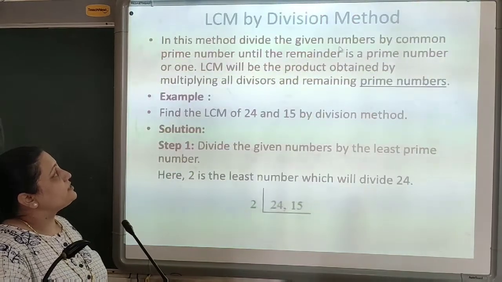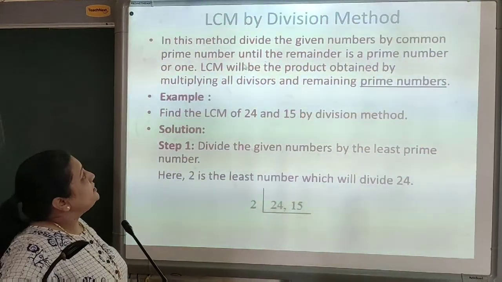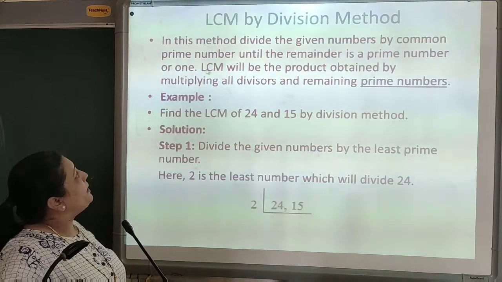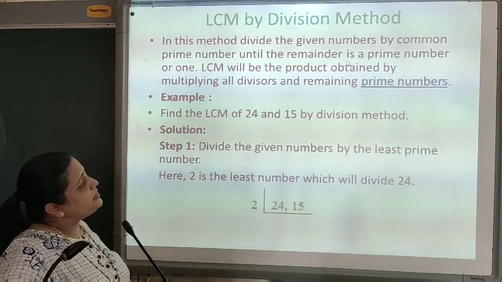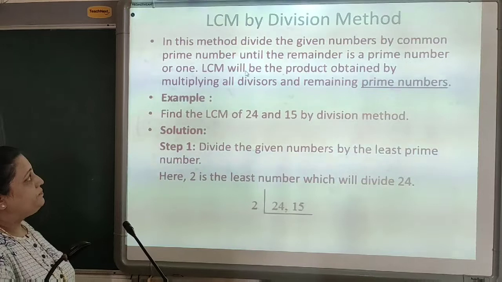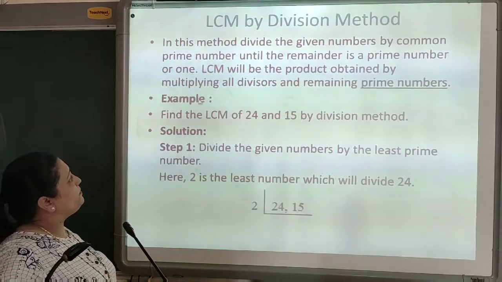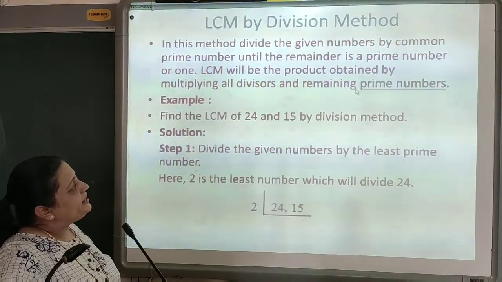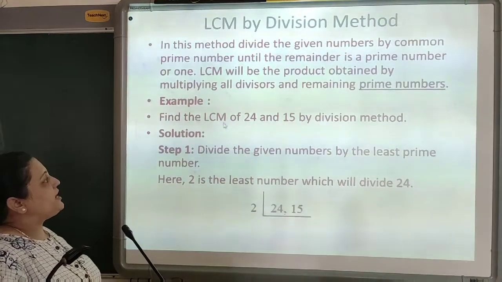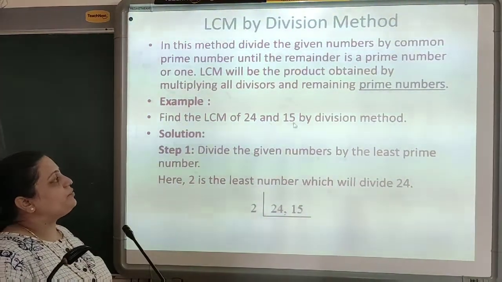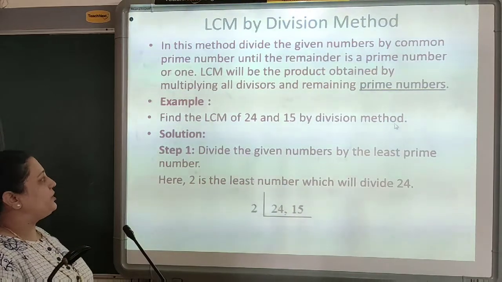Now we will see the next method, which is the division method. In this method, divide the given number by common prime numbers until the remainder is a prime number or 1. The LCM will be the product obtained by multiplying all divisors and remaining prime numbers. Now see the example. Find the LCM of 24 and 15 by the division method.